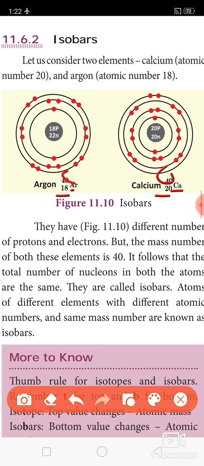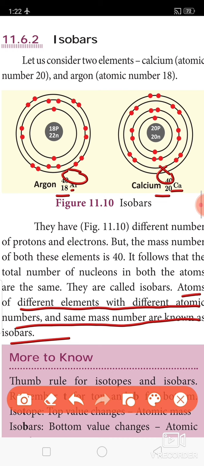Their mass numbers are the same, 40 and 40. That is why they are isobars. So how is it possible? They have different numbers of protons and electrons, but the mass number of both of these elements is 40. It follows that the total number of nucleons in both atoms is the same. They are called isobars. So atoms of different elements with different atomic number and same mass number are known as isobars. This is the definition.